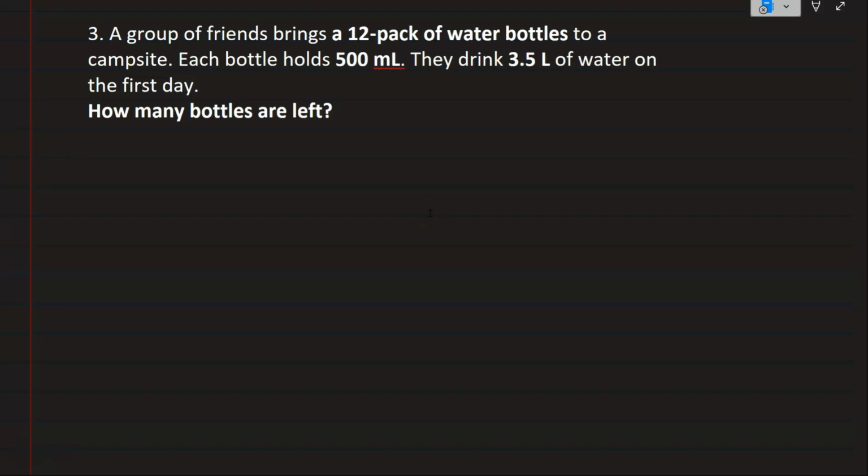A group of friends brings a 12 pack of water bottles to a campsite. Each bottle holds 500 milliliters. They drink 3.5 liters of water on the first day. How many bottles are left? All right, let's find out the total volume first. Now, first of all, you notice that there's a milliliter and there's a liter. You do need to remember that 1,000 milliliters is equal to 1 liter. Okay, so that's what that is.